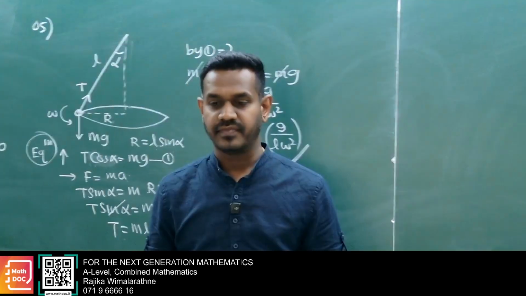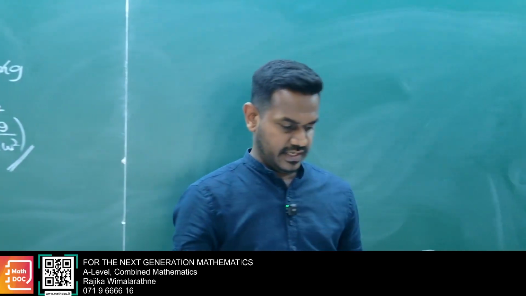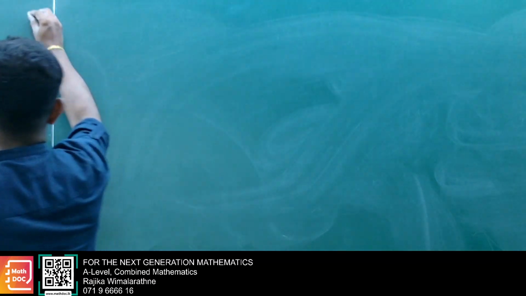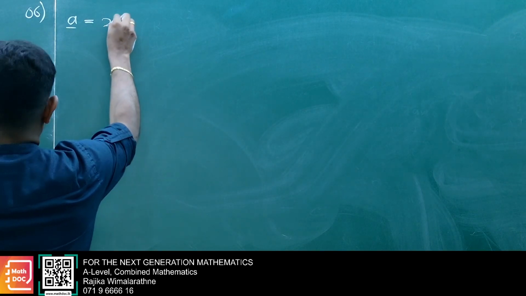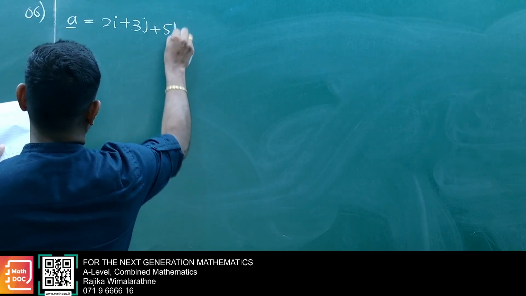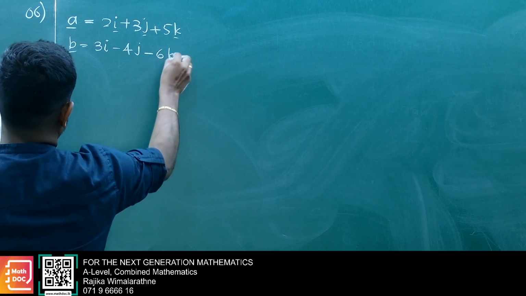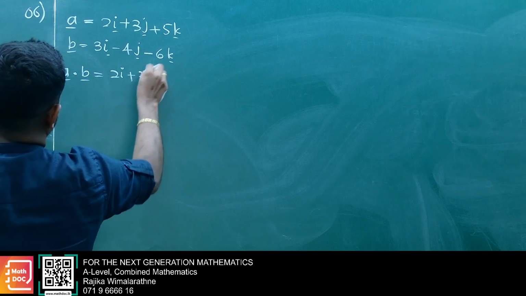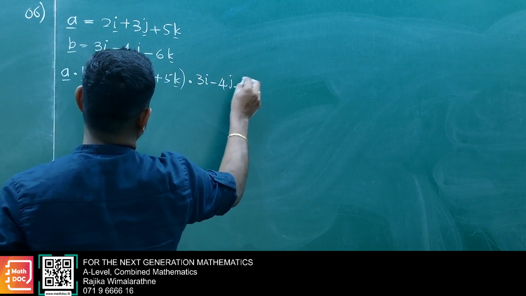Then question number 6. Here, a vector dot product question, a simple question. So you need to consider the dot product. Vector A is given as 2i plus 3j plus 5k. Vector B is given as 3i minus 4j minus 6k. Then A dot B is 2i plus 3j plus 5k dot 3i minus 4j minus 6k.